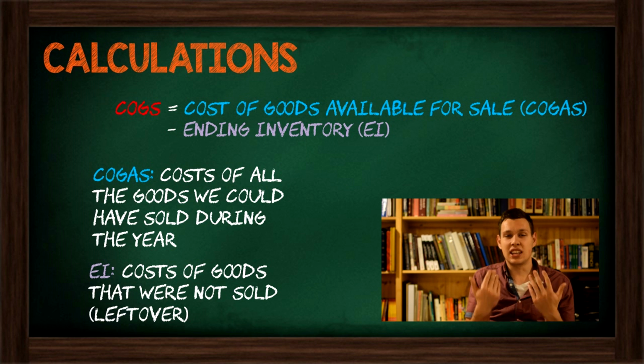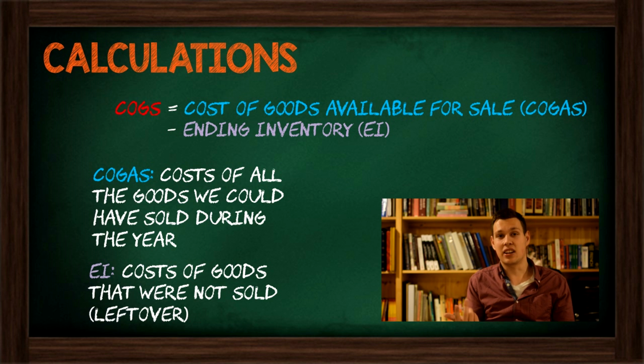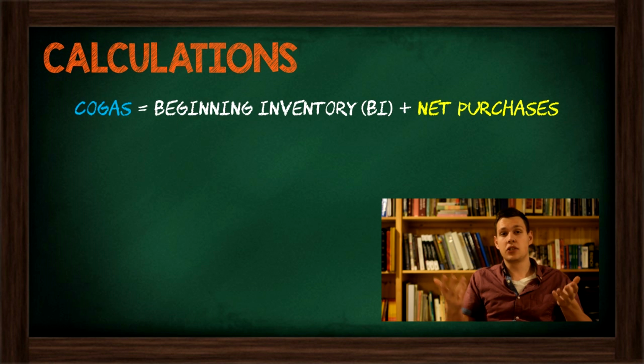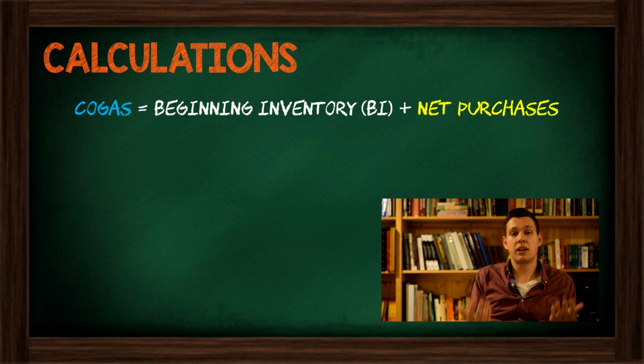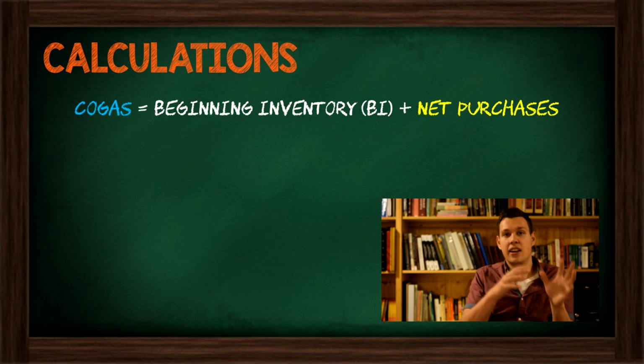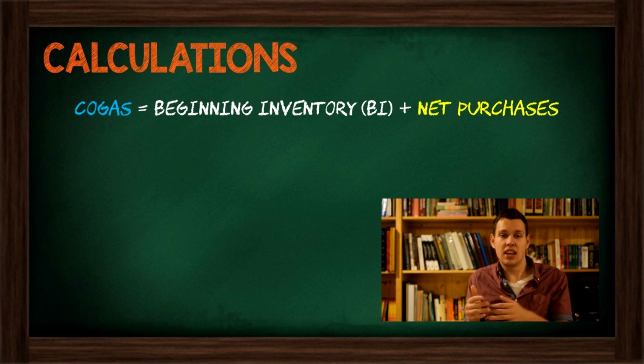They're usually not going to give you cost of goods available for sale. You're most likely going to have to calculate it. All right, so how do you calculate it? Well, your cost of goods available for sale is equal to beginning inventory plus net purchases. And again, this calculation makes sense. The cost of the goods that our company could have sold during the year is going to equal whatever inventory we started with, our beginning inventory, plus any extra inventory we added on, which is our net purchases. So again, this formula makes sense if you think about it.